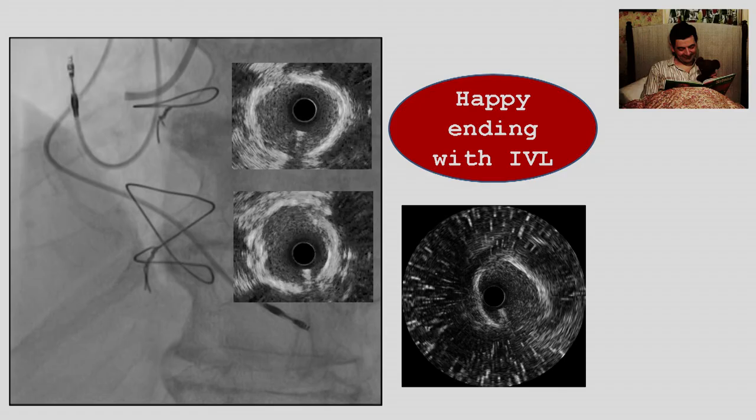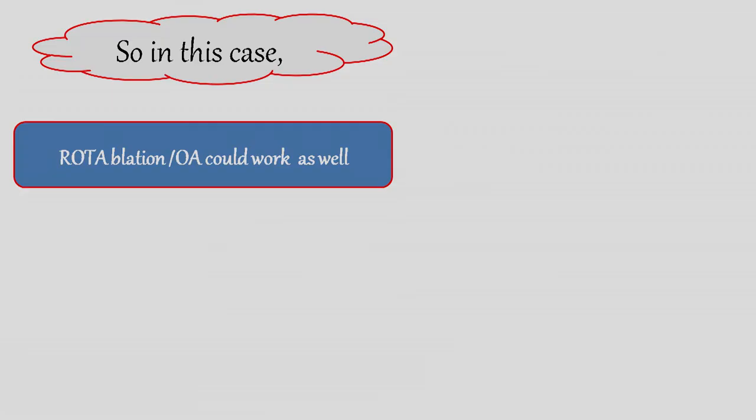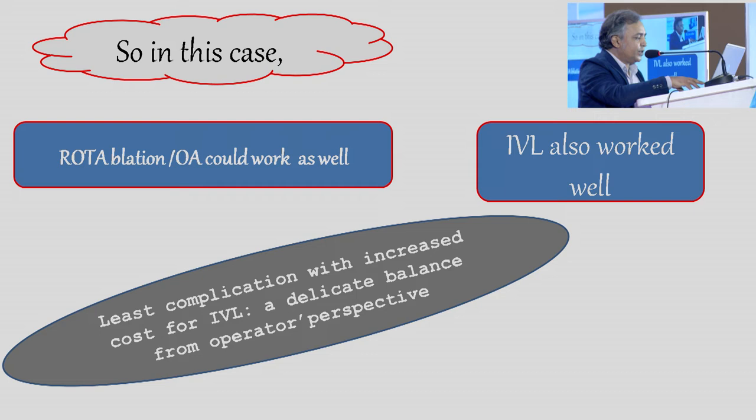And also we have seen the post-PCI IVUS, and it looks good. So, happy ending with IVL. So in this case, rotablation could work as well. IVL also worked well here. Least complication with increased cost for IVL, a delicate balance from the operator's perspective.